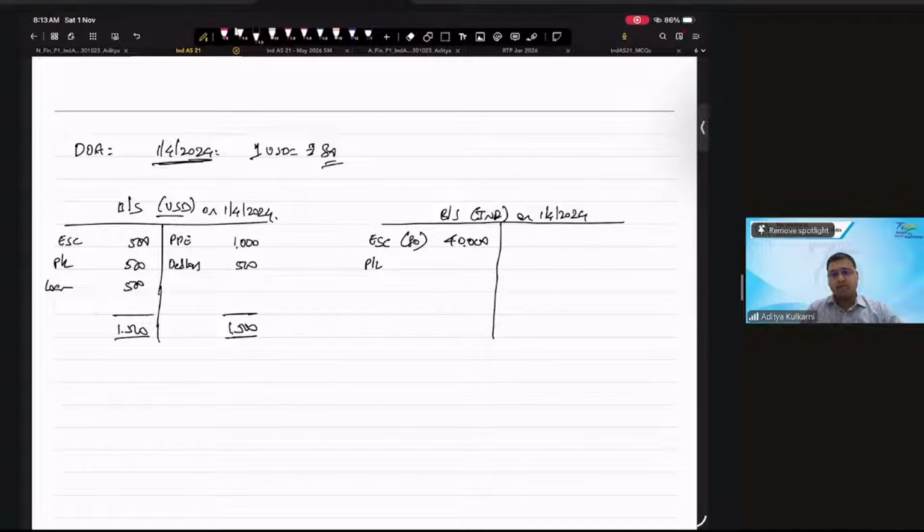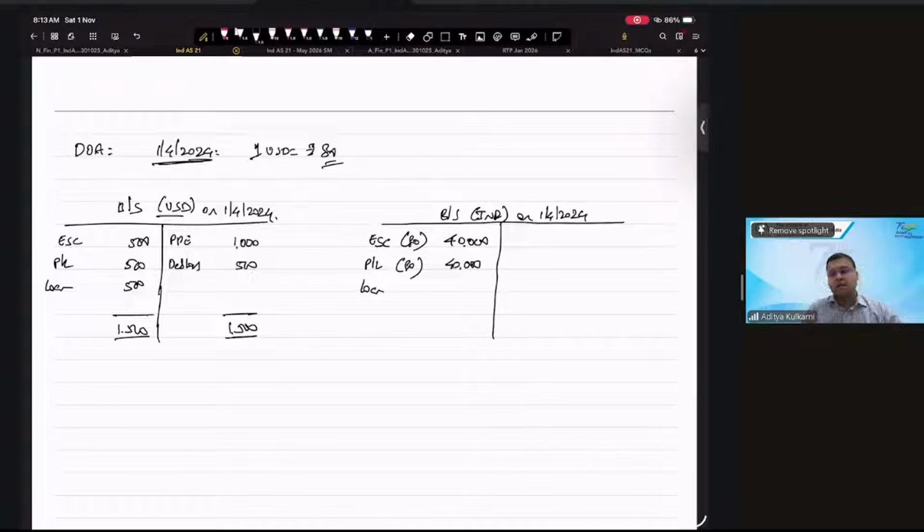Pre-acquisition. So you will use the rate on the date of acquisition. Rate on the date of acquisition is 80. So again, this will be 40,000. Correct? Now we move on to loan.